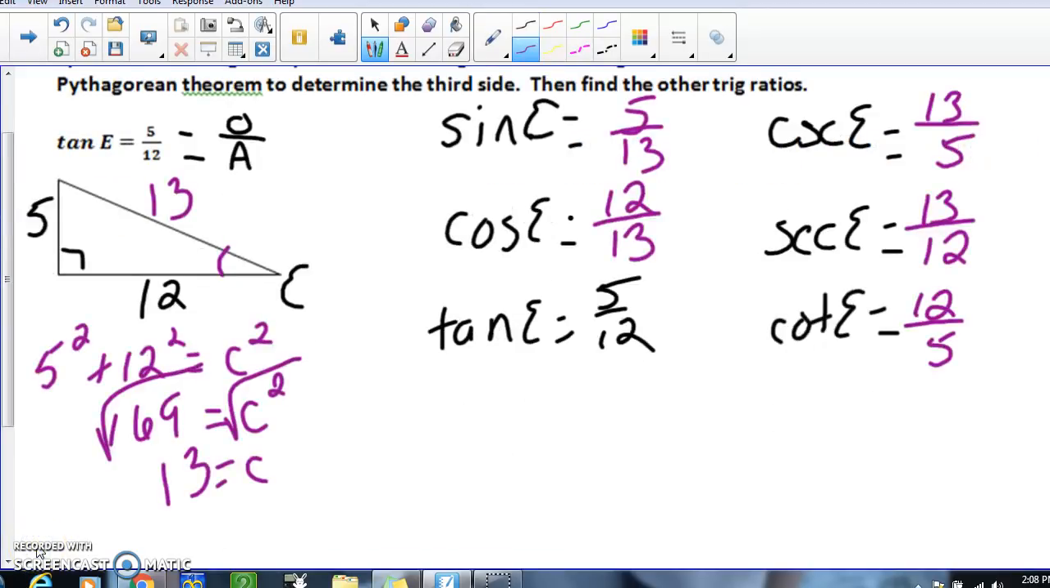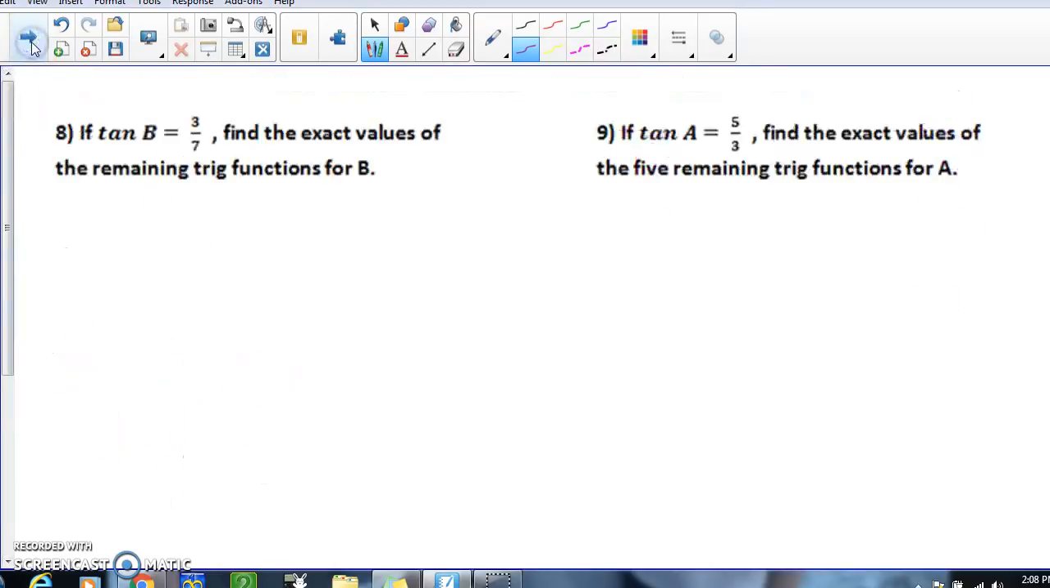Okay, this one was a little bit friendlier. The missing side worked out to a nice pretty whole number. I found my ratios, nothing needed to be reduced. That was great. Okay, look down at 8 and 9, they're the same thing. I just didn't give you a triangle first.